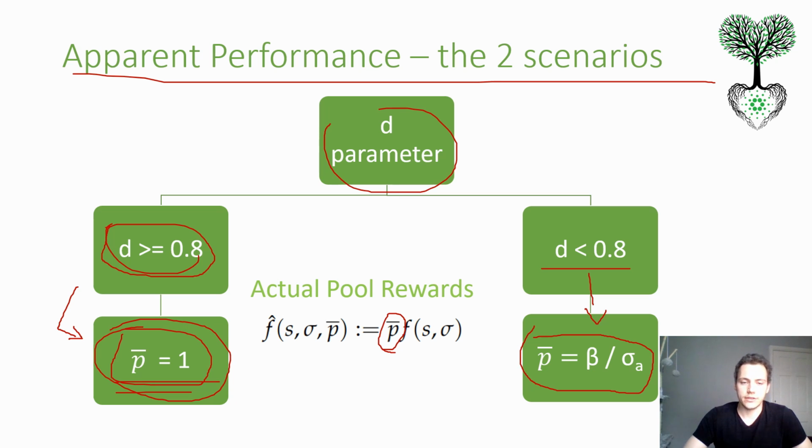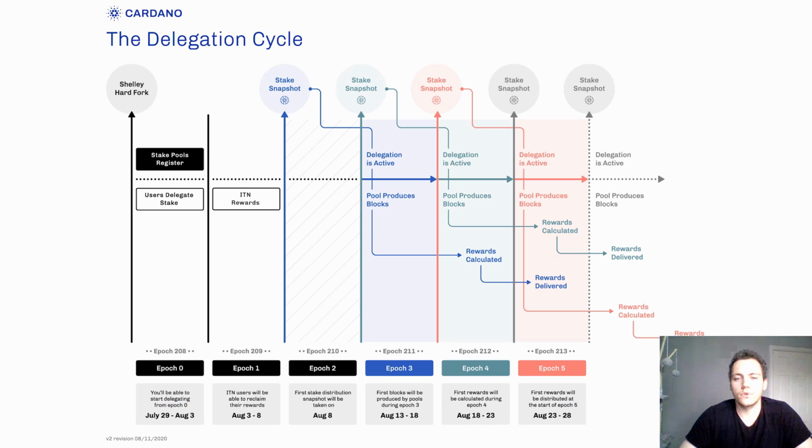However, that comes with a cost of favoring large pools in this transition phase with regards to rewards. So once again, back to our delegation cycle board. We covered all of this so far, and now we were in this epoch where we calculated the rewards.